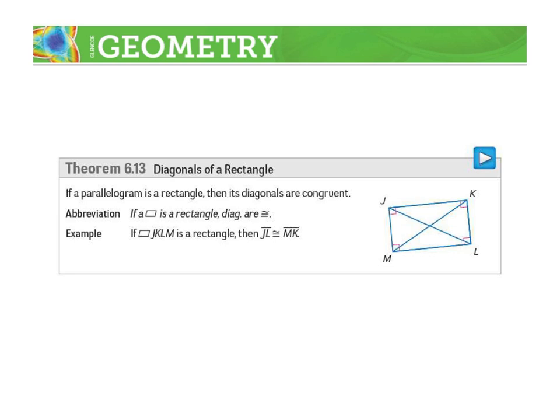In our first theorem for this section, it states that if a parallelogram is a rectangle, then its diagonals are congruent. So in rectangle JKLM, the segments JL and KM are congruent to one another. Because the diagonals of a parallelogram bisect each other and the diagonals of a rectangle are congruent, the bisected segments are all congruent. So if we had a midpoint P, then segment JP would be congruent to segment KP, which would be congruent to segment LP, and that would be congruent to segment MP.